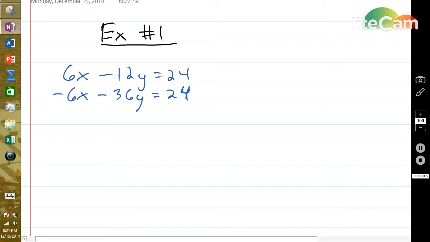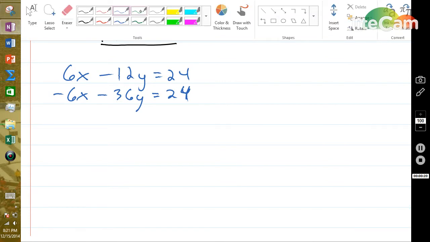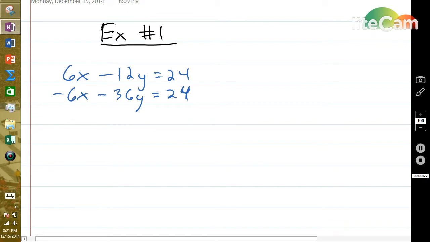If your equations do not have opposite coefficients, you must multiply one or both of the equations by a constant to create opposite coefficients. You'll notice that in this first example we have two coefficients of terms that are opposites. We have 6x and negative 6x. So if we were to add these two equations right now, 6x plus a negative 6x cancels out to 0.